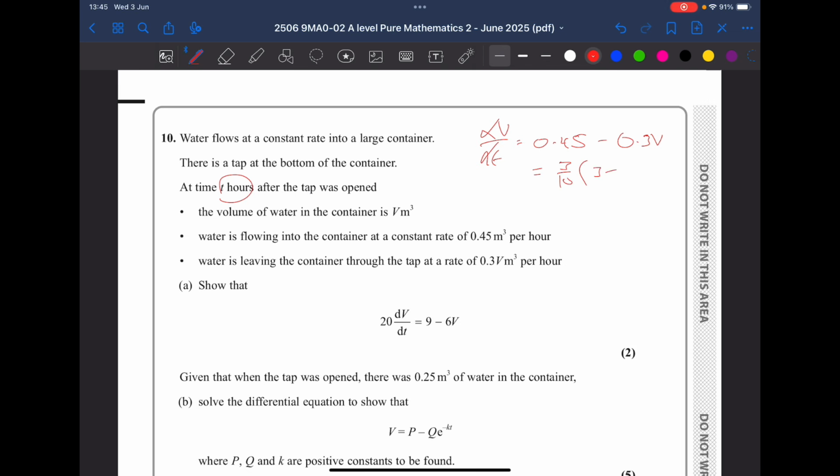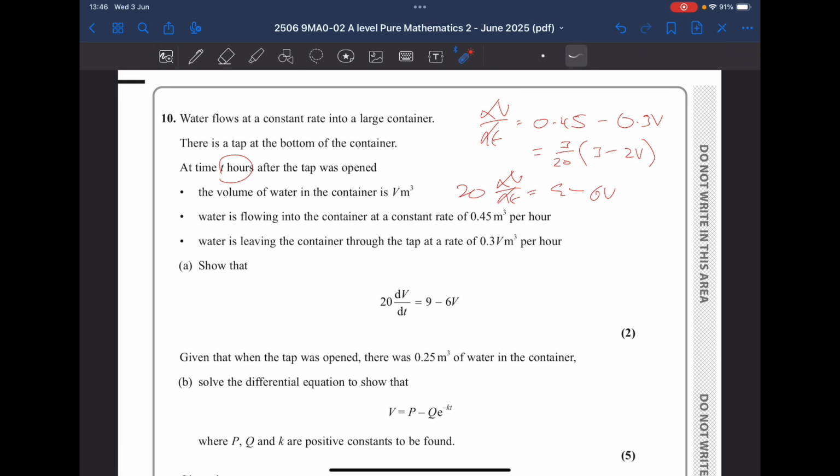I'm going to take out a 0.15, so 3/20ths. I've got a 3 there, take away a 2V. And I'm actually going to put that 3 back in. Look at the numbers here, 9 and 6. This is a 20. Yeah, we're just done, aren't we? So 20 dV/dt is equal to 9 minus 6V. Lovely jubbly. It's always good when it's correct.